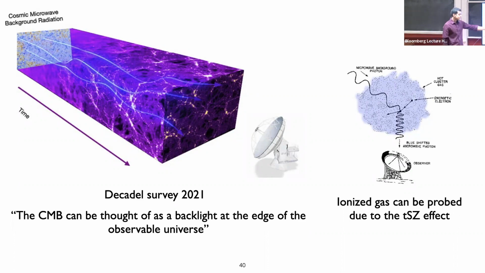Another way, which I mentioned earlier and will use now, is the inverse Compton scattering effect, the TSZ effect, where the CMB interacts with gas in the clusters or groups, and then you can measure the amount of gas in groups where these baryonic feedback effects are important.